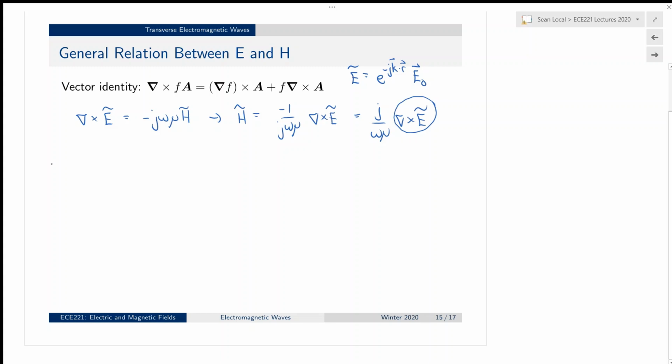So let's do that. Let's find H tilde. So this is going to be j over omega mu. And now we will evaluate each term in succession. So we have gradient of f. So f in this case, as it was in the previous slide, is this scalar term here. And we actually worked out the gradient of f on the previous slide, so we'll just make use of that result here. We found that the result of that was minus j times the vector wave number times e to the minus j k dot r.